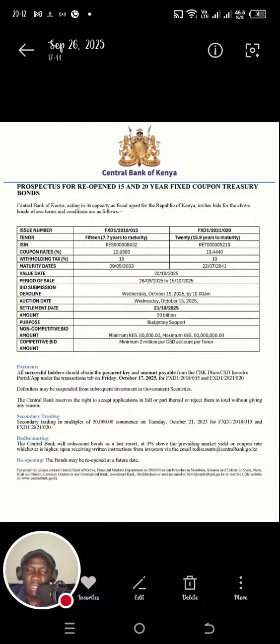So don't get confused between the two and wonder, how do you get a return of 13.4% and then a withholding tax of 10%? It means you are taking home 3%. That is not the case. So it is very important that we understand.